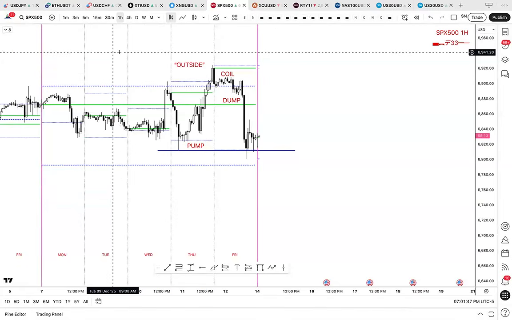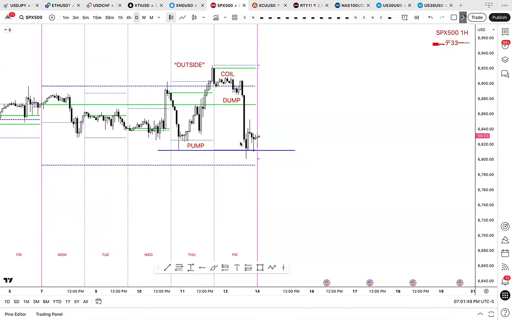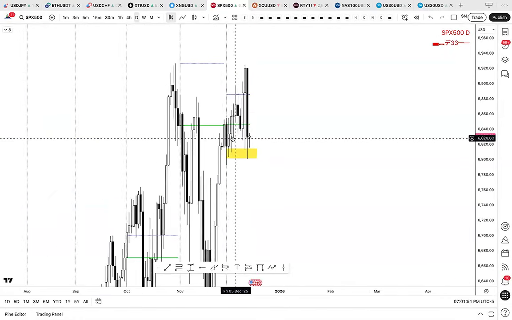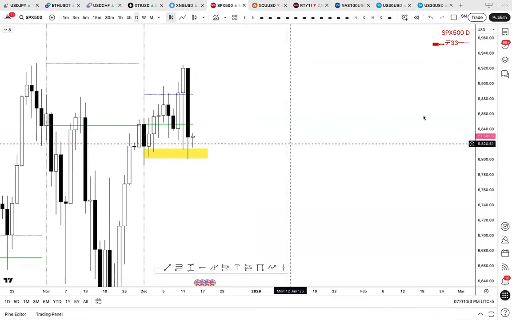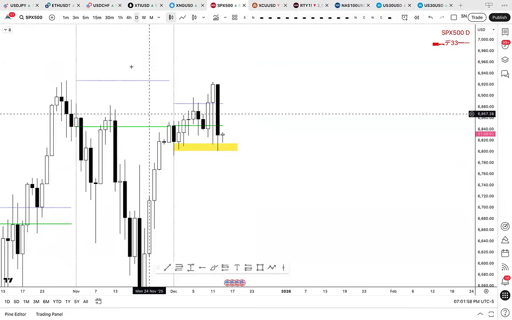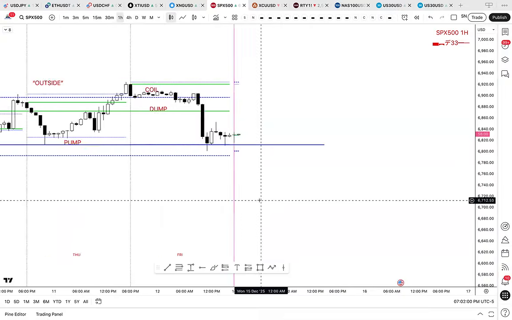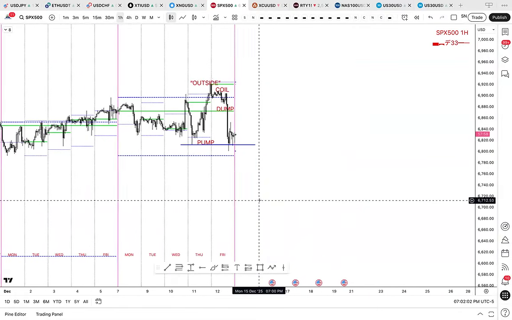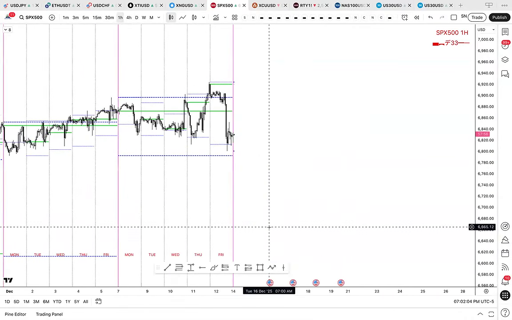Don't chase this. Is this the 1 hour? Oh, that was daily. But even still, we are possibly jamming into a support area level. Low of the week, low of the month. We'll see.